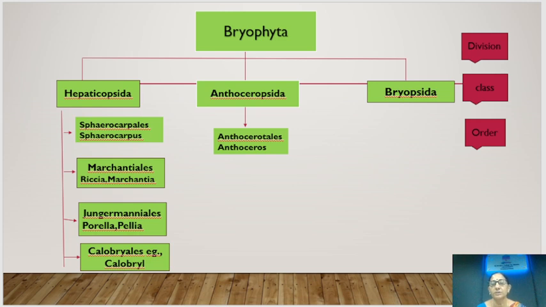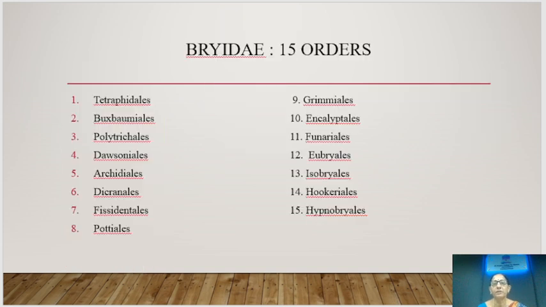In class Anthocerotopsida, there is one order, known as Anthocerotales, and the example is Anthoceros. The third class, Bryopsida, has 15 orders. They are known as Tetraphidales, Buxbaumiales, Polytrichales, Dawsoniales, Archidiales, Dicranales, Fissidentales, Pottiales, Grimmiales, Encalyptales, Funariales, Eubryales, Isobryales, Hookeriales, and Hypnobryales.